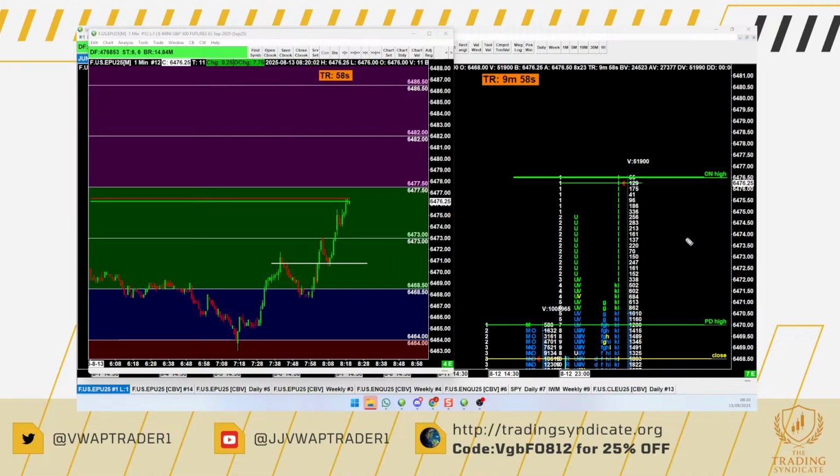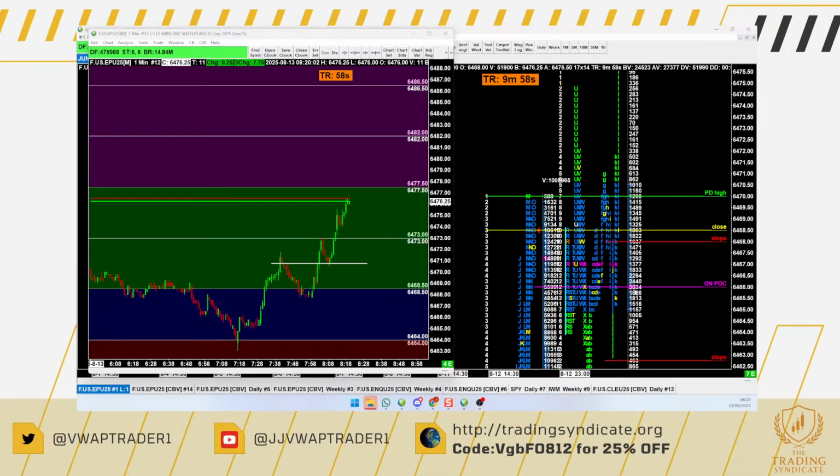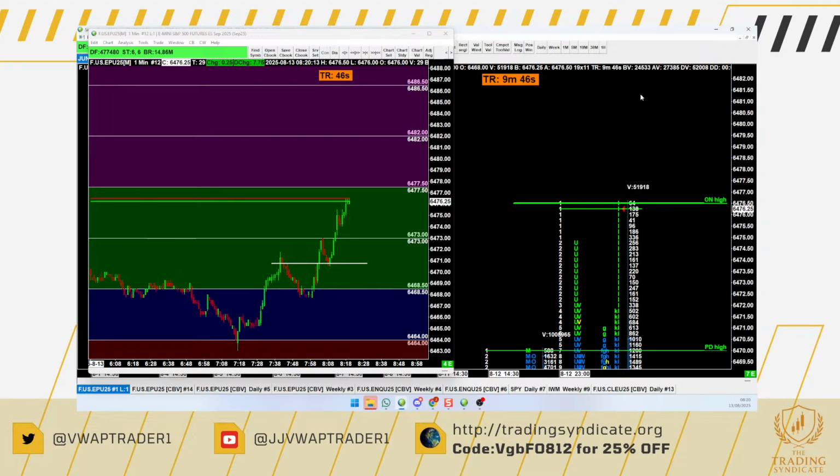Now let's see if we can stay up here long enough where we take that overnight point of control. Now that's 3,000 contracts. Can we spend up enough time up here so we can actually sell 3,000 contracts at one of these levels?